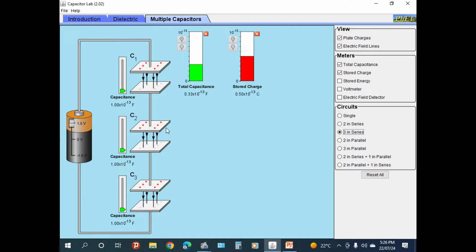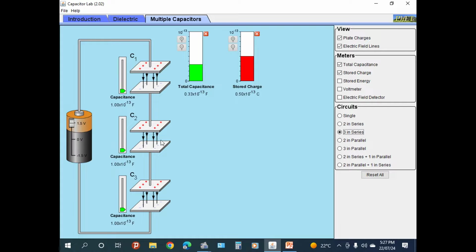So the total voltage V total is equal to V1 plus V2 plus V3. V1 means Q1 over C1, V2 means Q2 over C2, V3 means Q3 over C3. So the total voltage is 1.5.